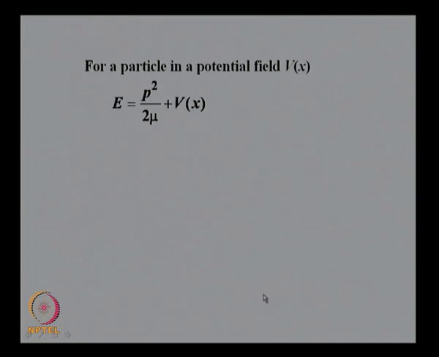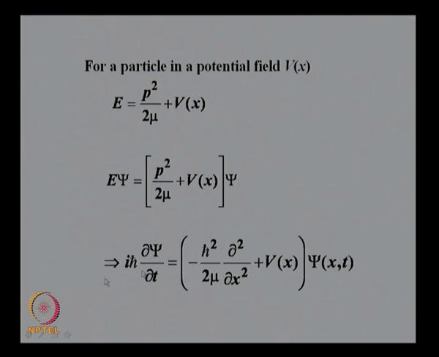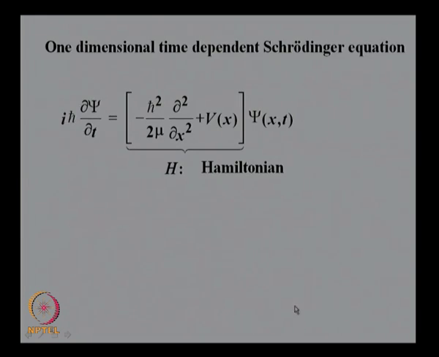For a particle in a potential field V of x, E is equal to p square by 2 mu plus V of x. So E psi is equal to p square by 2 mu plus V of x, and then you get this. So this is the rigorously correct one dimensional time dependent Schrodinger equation for a particle in a potential field V of x. So one writes this quantity as the operator, this is p square by 2 mu plus V. So this is the operator corresponding to the total energy, and that is known as the Hamiltonian.